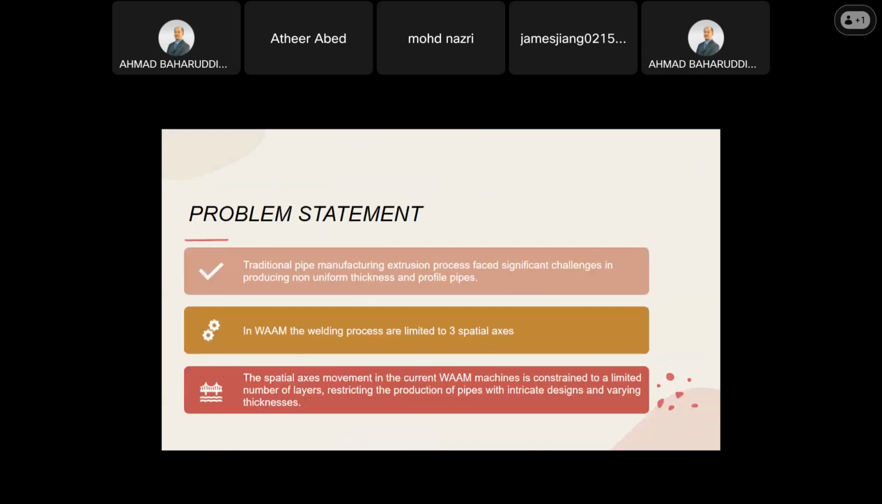Okay, see. There are three problem statements in this project. First, the traditional pipe manufacturing extrusion process faces significant challenges in producing non-uniform thickness and profile pipes. Then, in WAM, the welding process is limited to three spatial axes based on our current welding machine. And the spatial axis movement in the current WAM machines is constrained to a limited number of layers, restricting the production of pipes with intricate design and varying thickness.